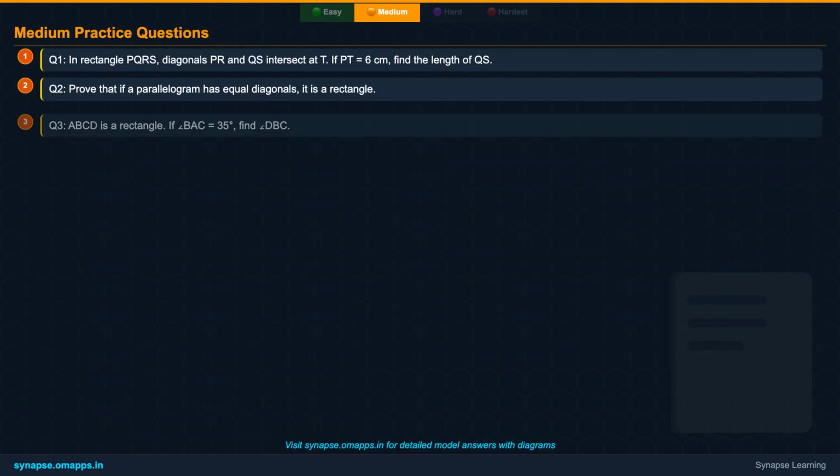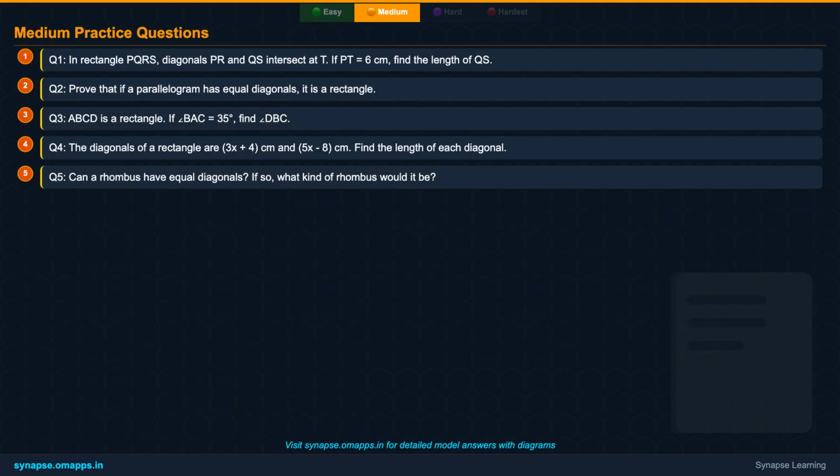Time for some medium-level challenges. Q1. In rectangle PQRS, diagonals PR and QS intersect at T. If PT is 6 cm, find the length of QS. Q2. Can you prove that if a parallelogram has equal diagonals, it must be a rectangle? Q3. ABCD is a rectangle. If angle ABD is 35 degrees, find angle DBC. Q4.